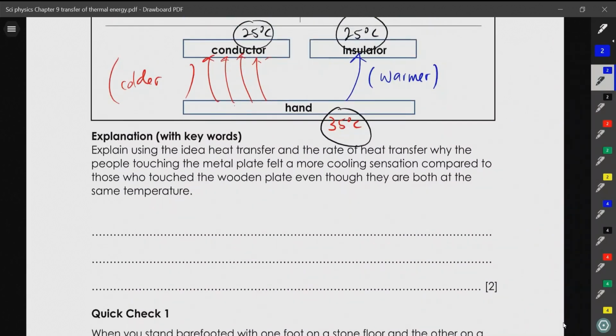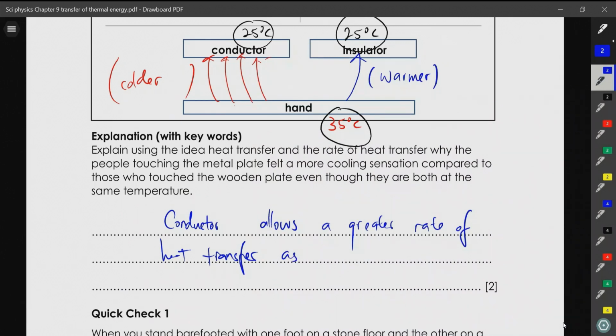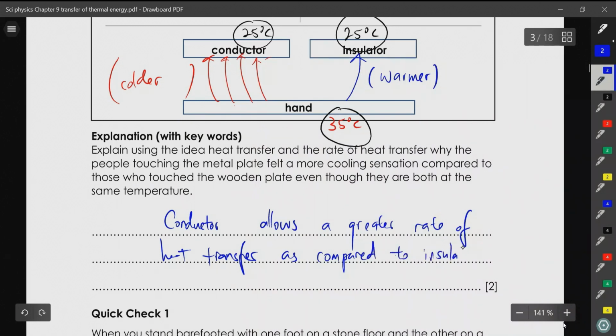But the main idea is that a conductor allows a greater rate of heat transfer as compared to an insulator. So with that, you'll be able to realize that you will get 1 point here.